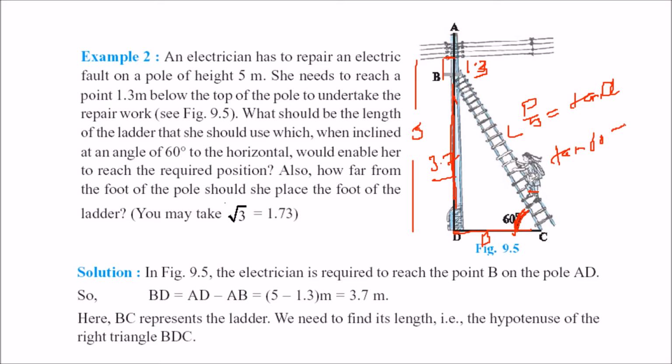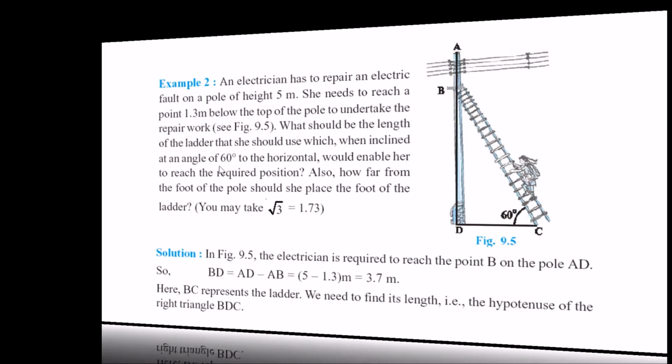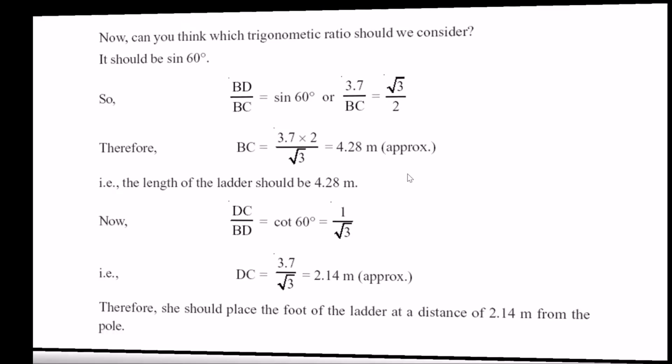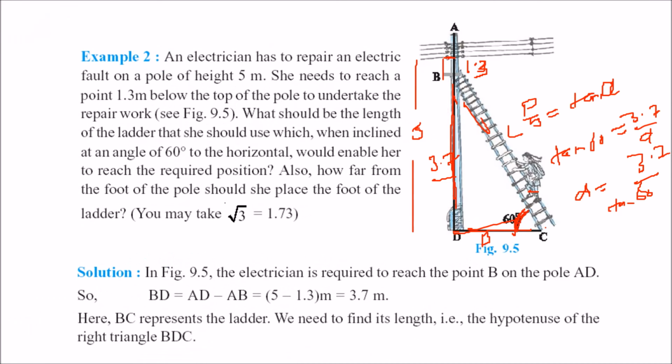Tan 60 will be nothing but 3.7, that is perpendicular by base, that is this base, which is the distance of the foot of the pole from the foot of the ladder. So say this is distance d. So d can be easily computed by 3.7 by tan 60, and tan 60 we know the value. You can easily find out the distance. Now how about this distance? Ladder. So you know that this hypotenuse we have to find out.